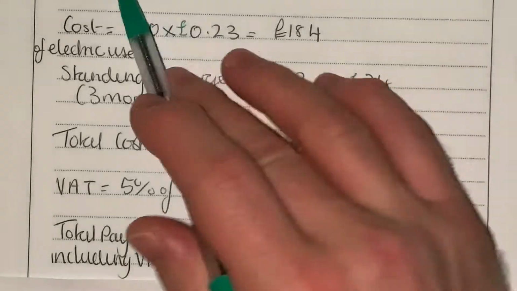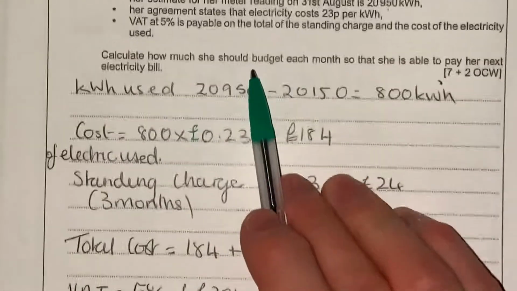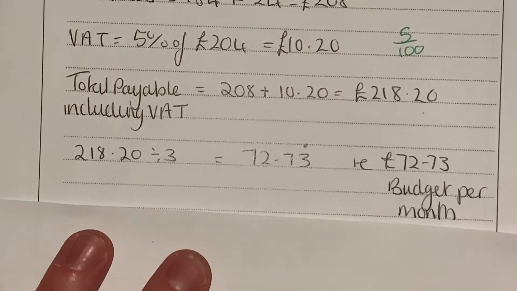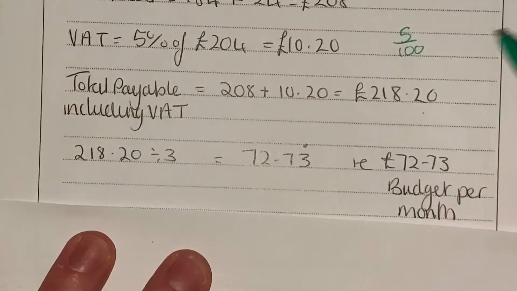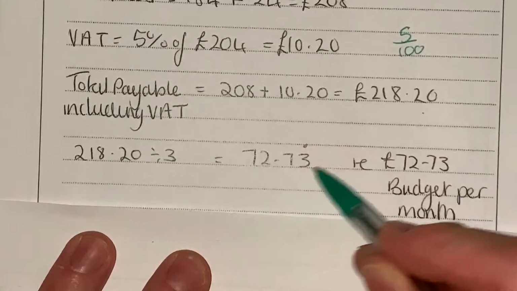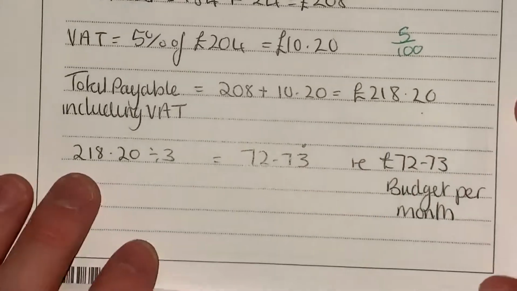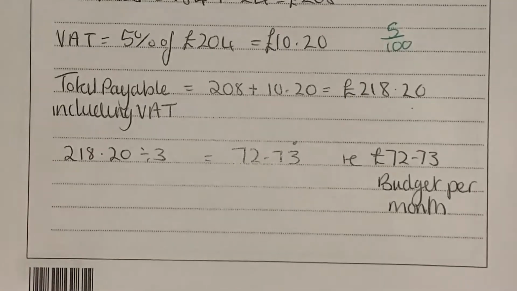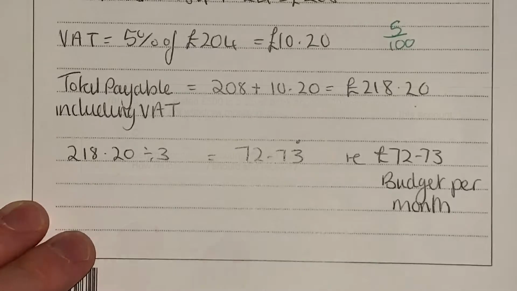But the question said, calculate how much you should budget. If I go back to the top. So to find out how much you should budget each month, if that's going to be the total cost over 3 months, I'm going to divide that total cost by 3. And roughly, for a budget, we want to be focusing on £72.73. So roughly 73 quid. Okay, lovely question for 9 marks.